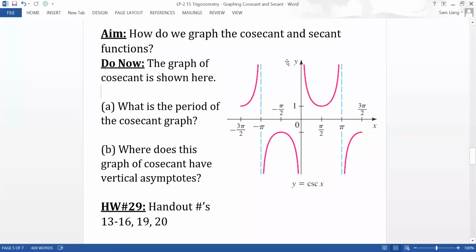All right, so if you just came in, our aim is how do we graph the cosecant and secant functions? The graph of cosecant is shown here. Part A of the do now is what is the period of the cosecant graph? Meaning how long does it take to complete one cycle of cosecant? And then part B is where does this graph of cosecant have vertical asymptotes? Meaning what are the x coordinates at which they occur?